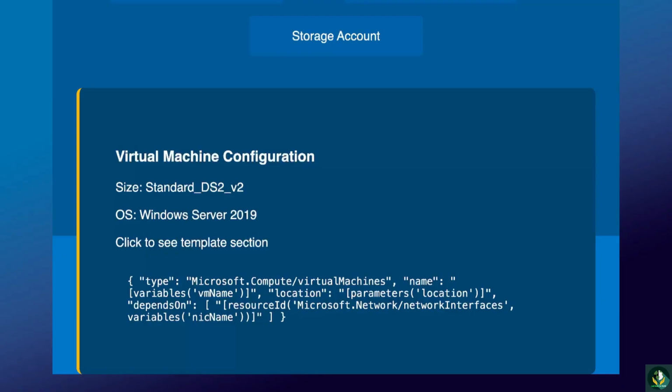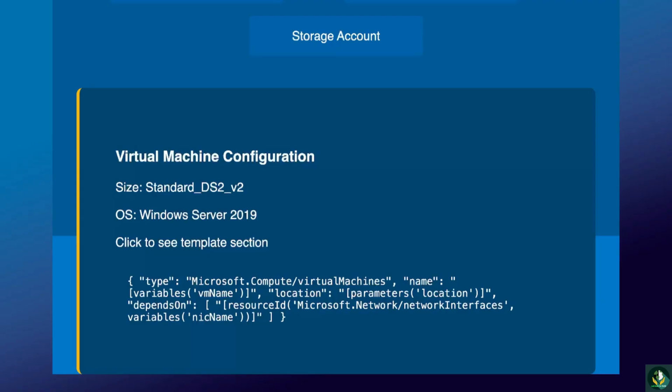Then we specify the resource location. The location field specifies the Azure region where the resource will be deployed. It references a parameter, location, that can be passed into the template during deployment. This allows you to deploy the same template to different regions without modifying the field.